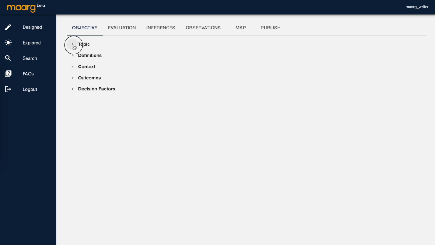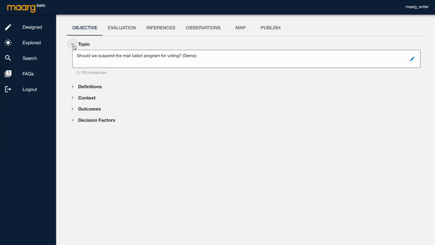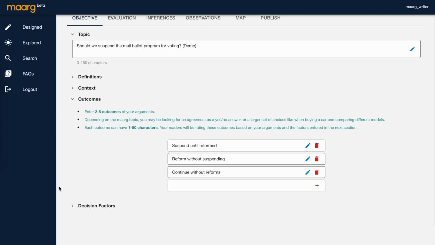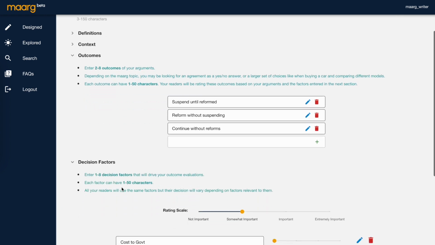So we start with a topic that can be a question or an opinion. As a writer, you have a set of outcomes that serve as possible answers to the question. Now, broadly speaking, there can be two types of writers or two types of writing purpose. You may be doing a fair analysis of each outcome based on the factors that you believe are important.